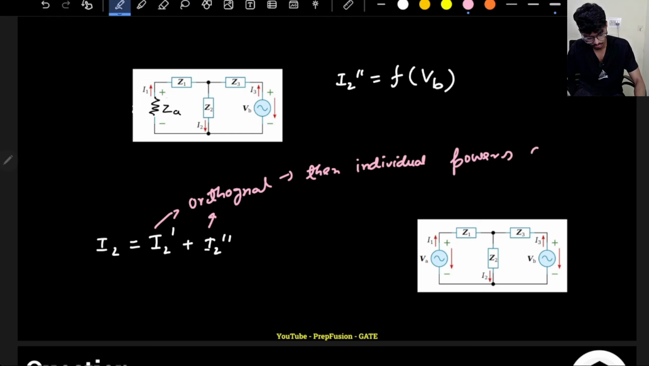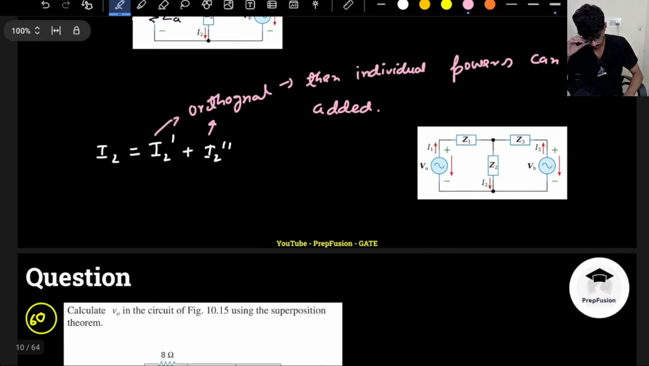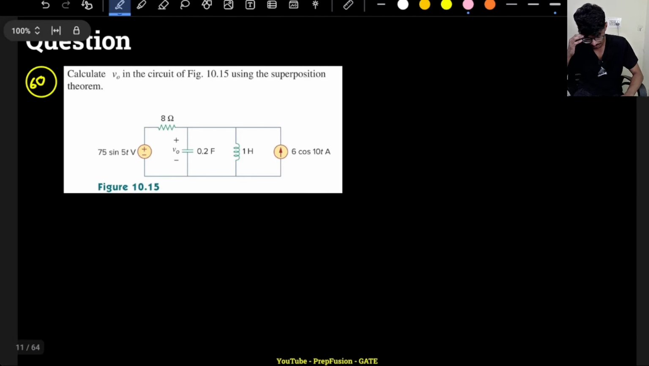Powers can be added. Okay, so we can do this. Obviously, if they are orthogonal, we can add the individual powers. So now let's, okay, so yeah, this is the homework.